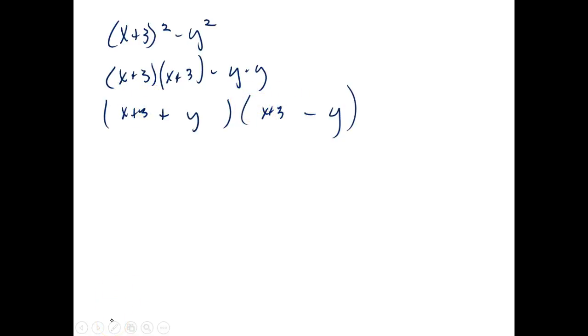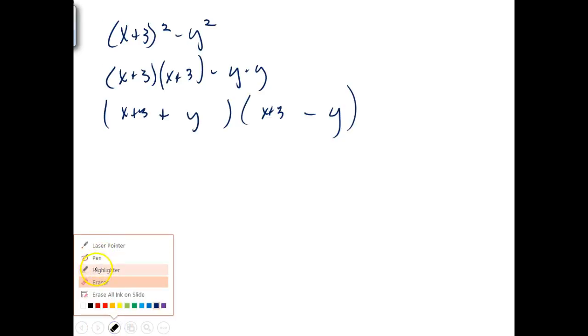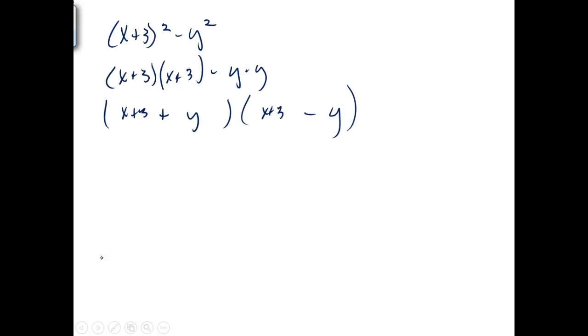All right. So this is your answer. There's not much way to improve that. It's a little sloppy, so let's just write it closer together. x plus 3 plus y times x plus 3 minus y. Pull them a little bit closer together. That's how you factor. Does that make sense?